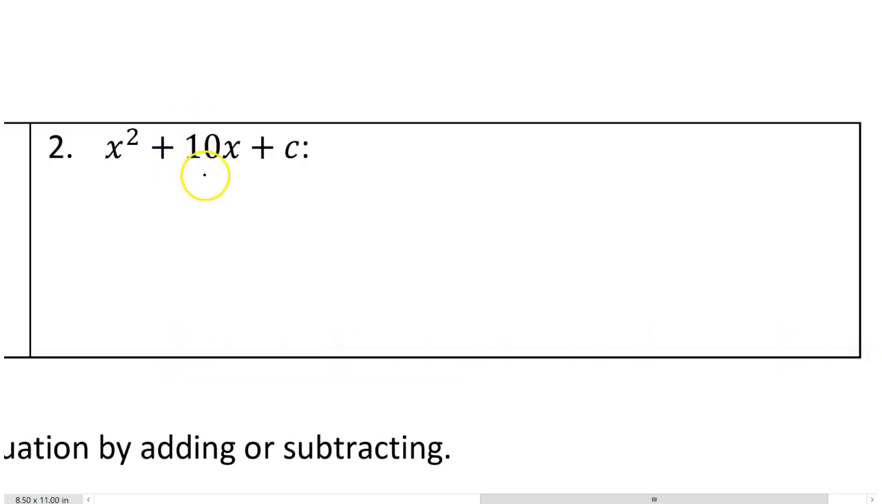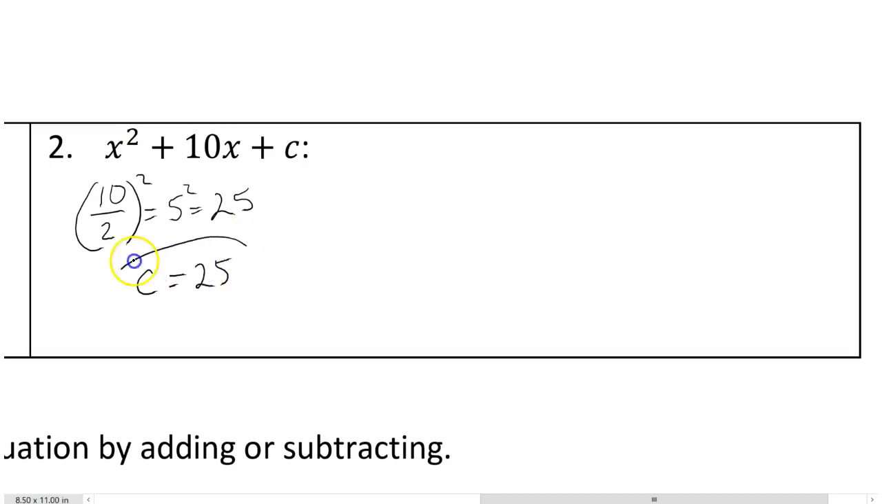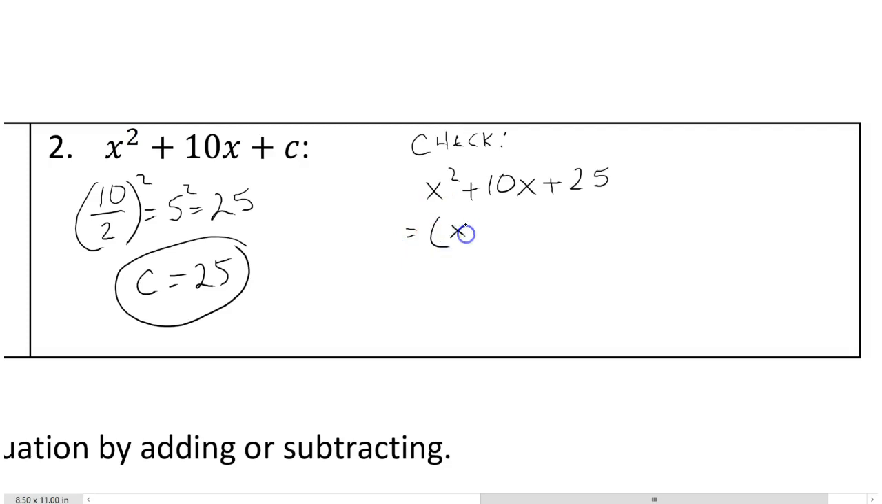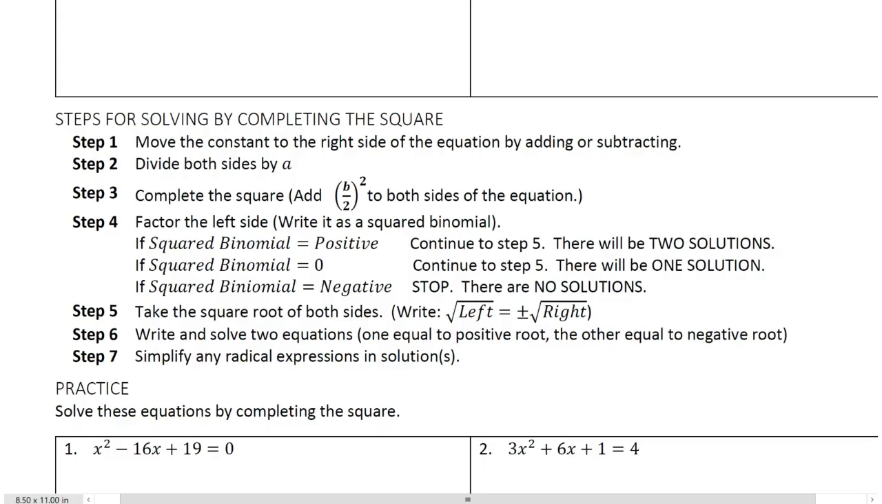Now that you have tried it, check your work. First, find half of 10. Half of 10 is 5. 5 squared is 25. Thus the answer is 25. 25 completes the square. To solve quadratic equations by completing the square, we need to follow these steps.